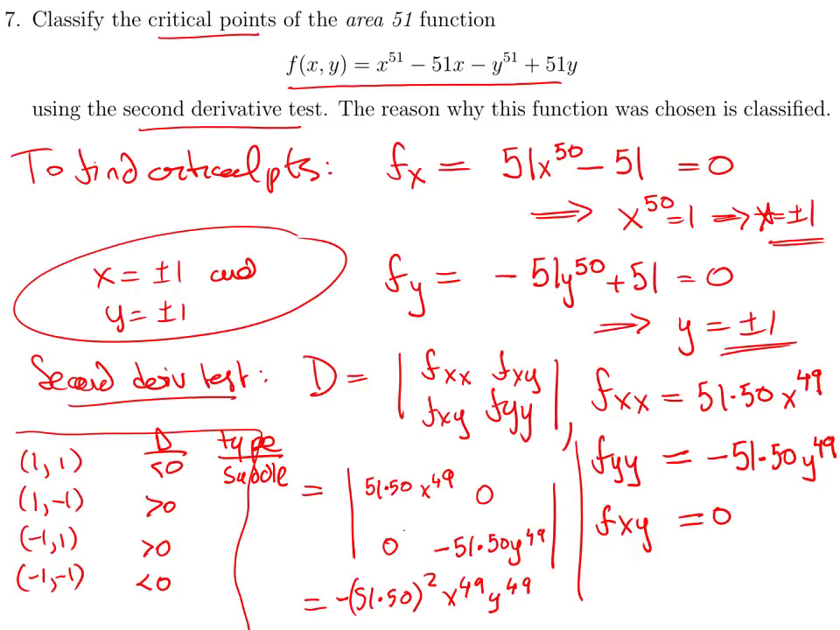So if it's positive, it just means that fxx and fyy have the same sign. And so at the point 1, -1, they're both positive, and so it's actually a local minimum. Again, it's a saddle, negative, and at the point, I'm sorry, again, it's a local maximum.